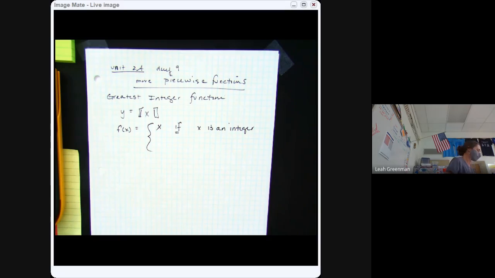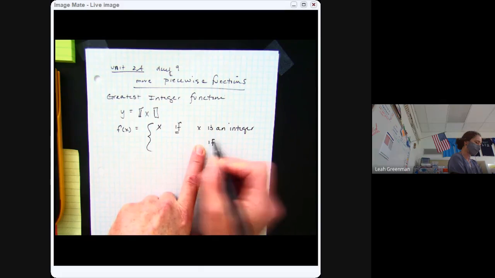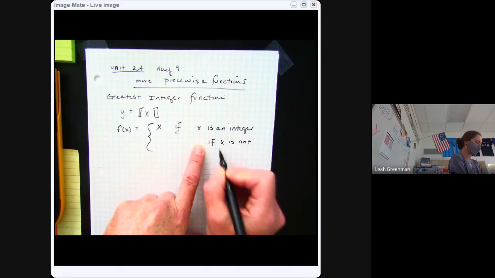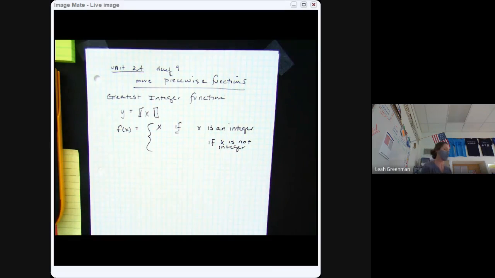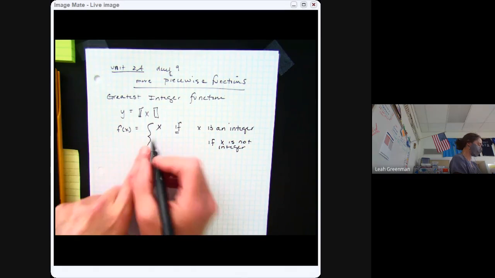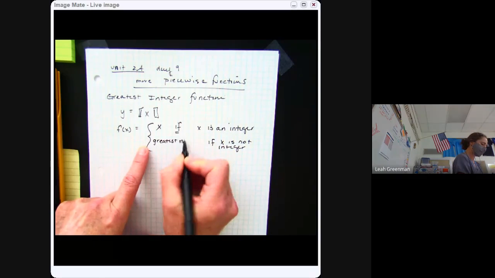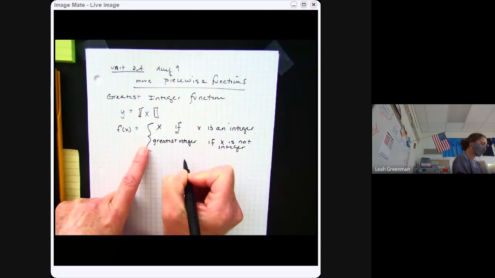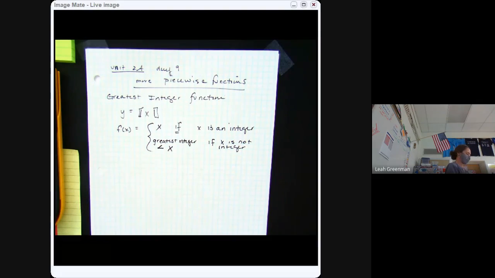All right, but if, and I'm going to leave a bunch of room here, if x is not an integer, if x is a half, if x is pi, anything that's not an integer, here's where the greatest integer function gets its name. Y, f of x, is going to be equal to the greatest integer less than x. And that's why it's called the greatest integer function.